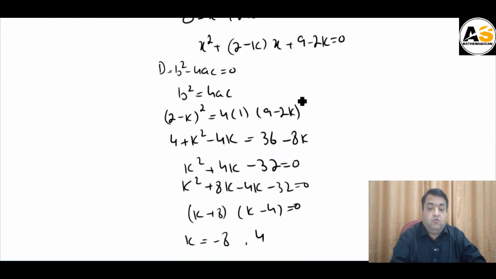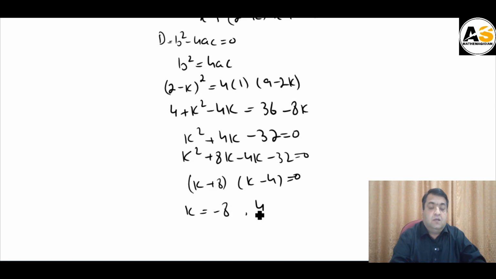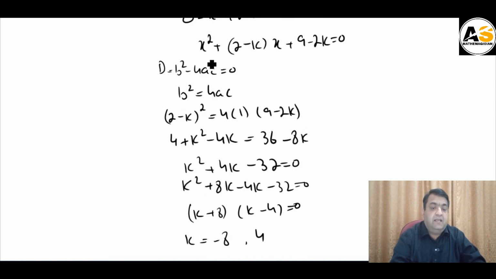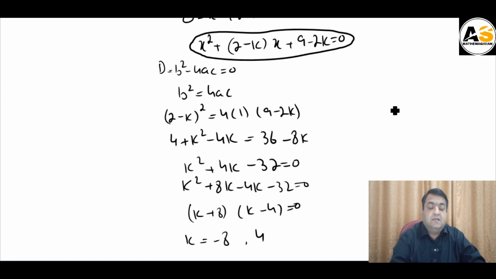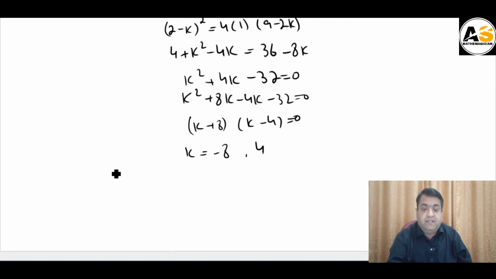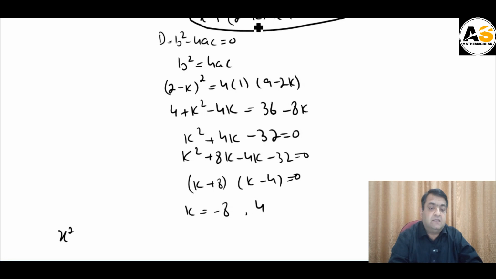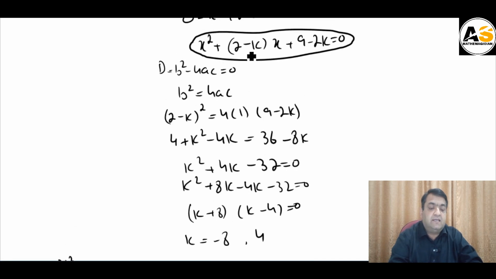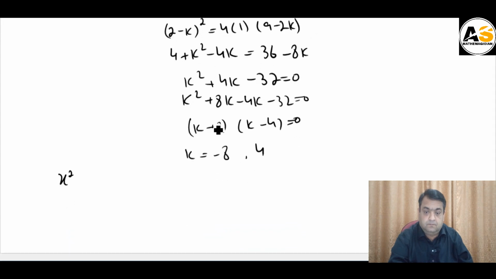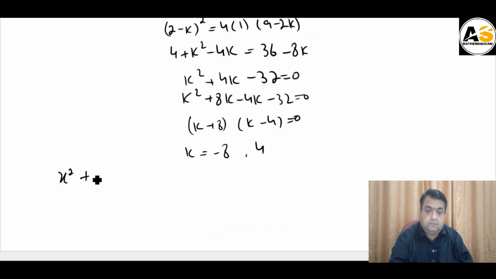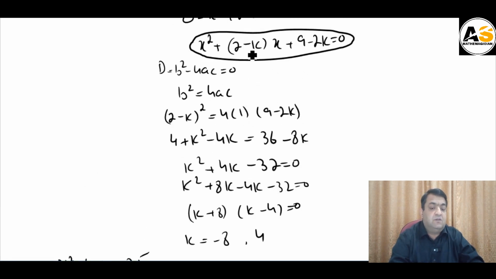So now we have two values of k, minus 8 and 4. This was the equation. We will put the values of k in this equation one by one and we will get the equations. First equation will become, for k is equal to minus 8, x square. Equation was this. When we put k is equal to minus 8, 2 minus minus 8, 2 plus 8, 10x and plus 25. And for k is equal to 4, this will be minus 2x and this will be plus 1.